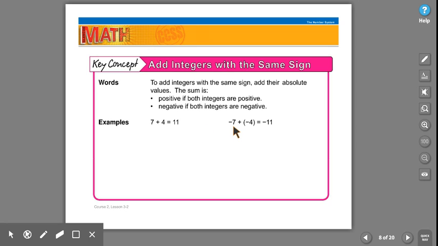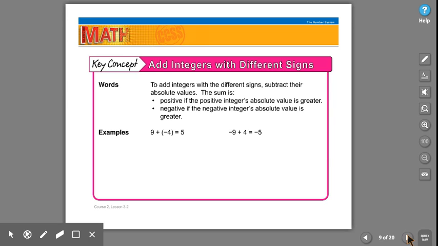In the same token, if you have negative 7 plus negative 4, you would add their absolute values. So the absolute value of negative 7 is 7. Absolute value of negative 4 is 4. So 7 plus 4 is 11. Altogether, you have 11, but you have 11 negatives. So the answer is going to be negative.